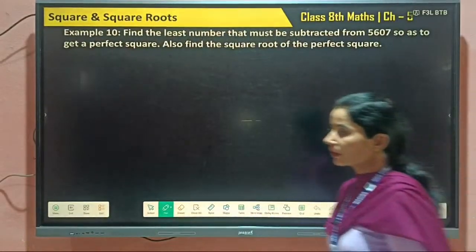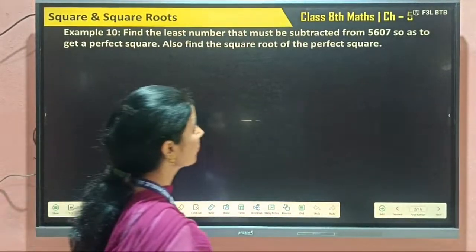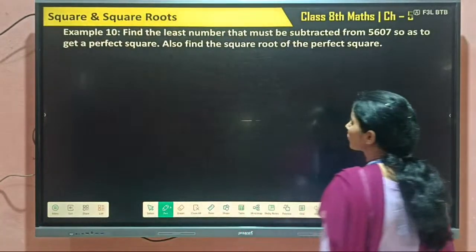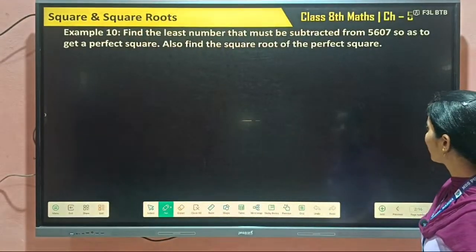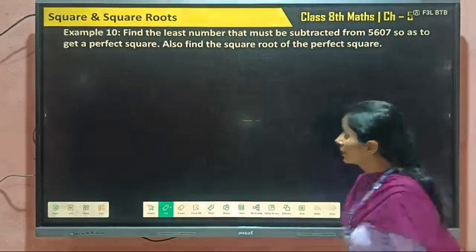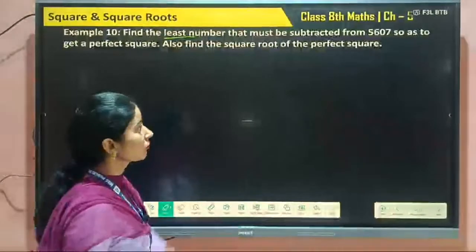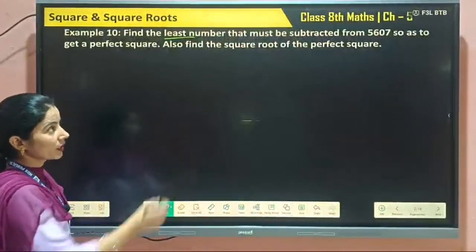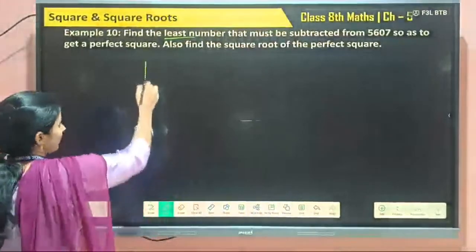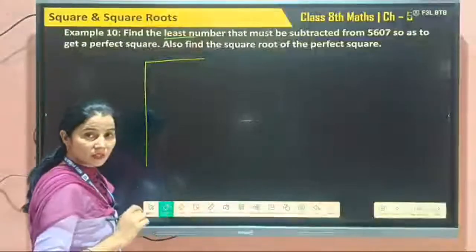What is example number 10? Find the least number that must be subtracted from 5607 so as to get a perfect square. Also find the square root of the perfect square. Let us see. We need to find the least number that must be subtracted from the given number, so we are going to find its square root by the division method.